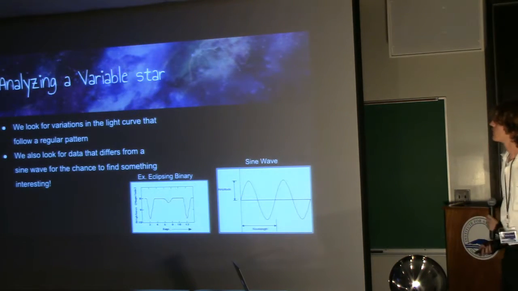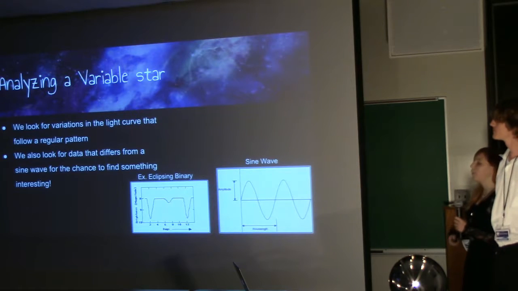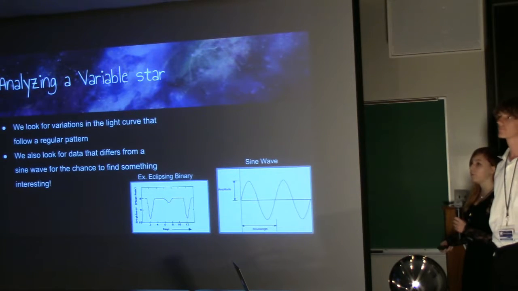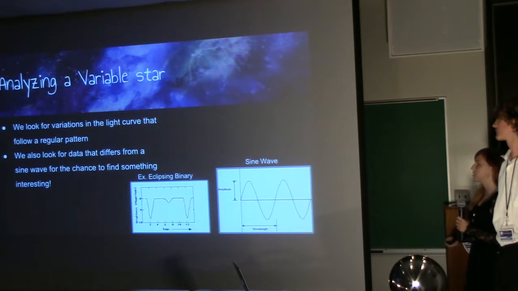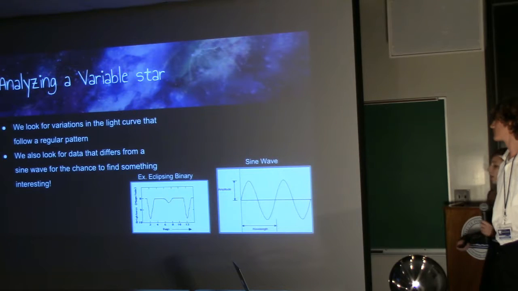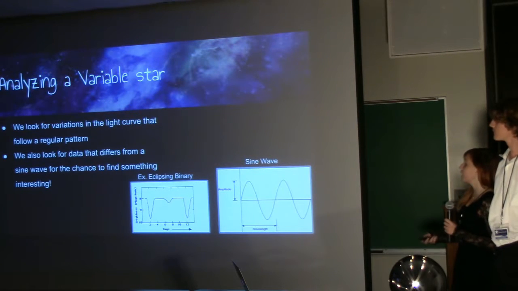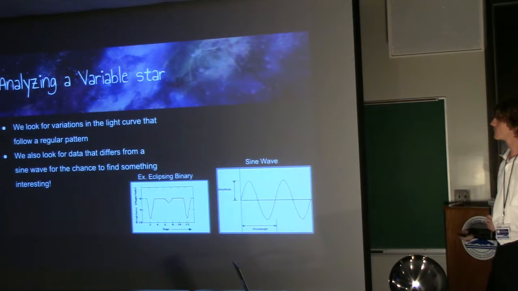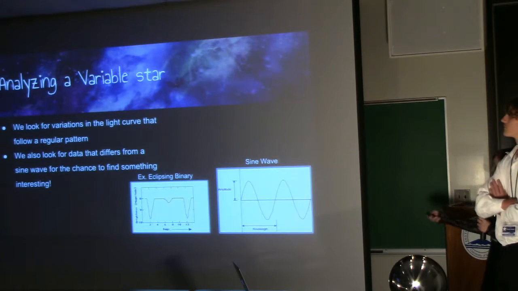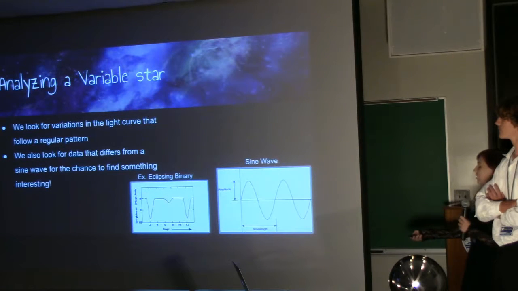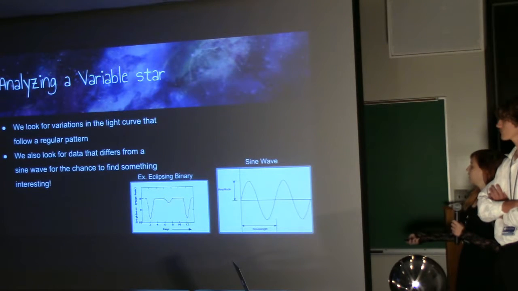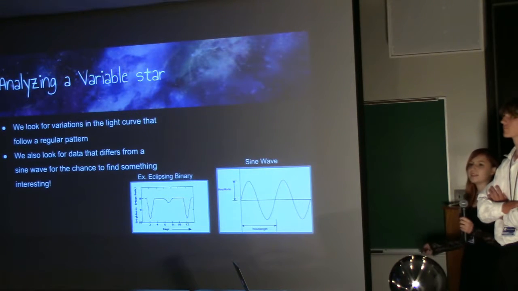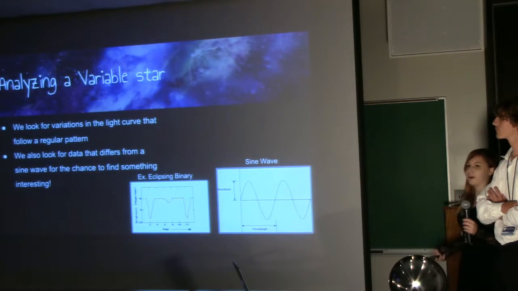So, how do we analyze a variable star? Well, when we analyze a variable star, we look for specific patterns in a light curve. But sometimes those light curves vary, giving us interesting data. This right here is an eclipsing binary, which we put as an example next to a regular sine wave to show how the data and light curves can vary.